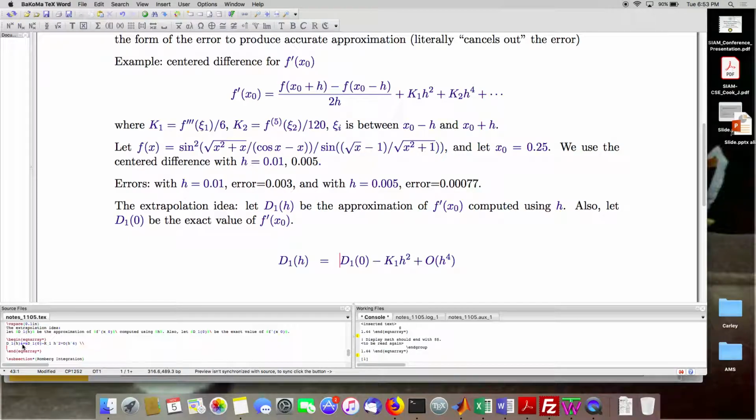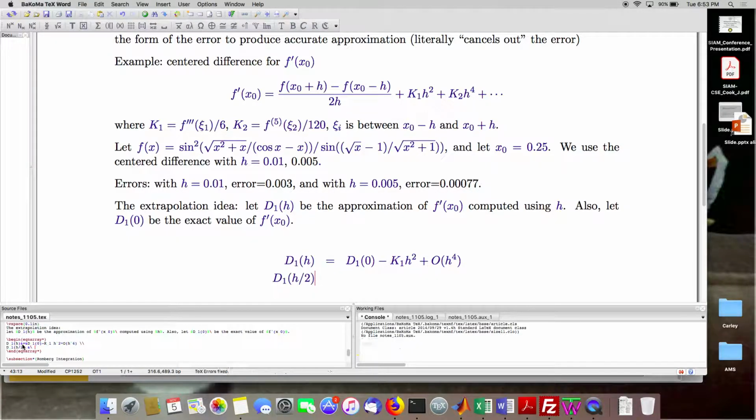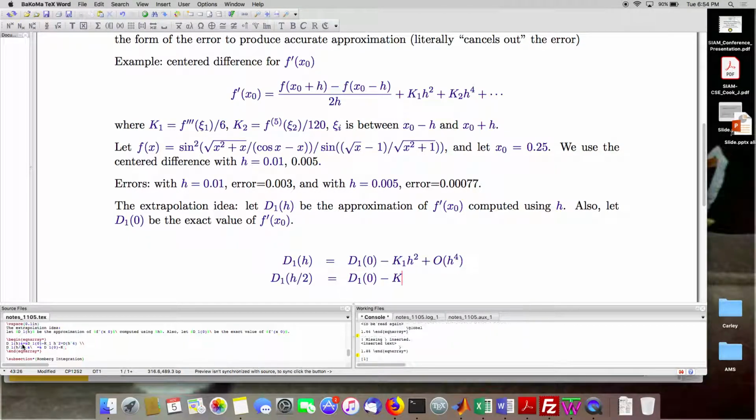Then I do it again with h over 2, and that will also be the exact value. And then I have the same constant. Now, it's not literally the same constant because the third derivative is evaluated at an unknown point. These unknown points would be different, but we all know they're clustered around x0.